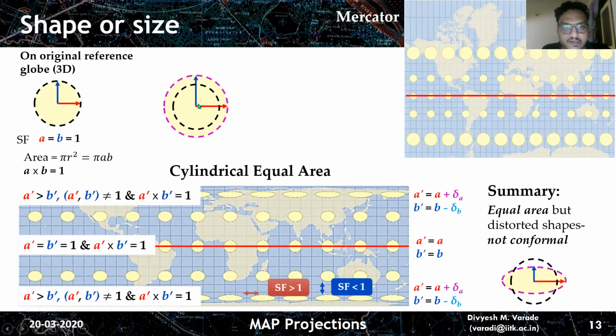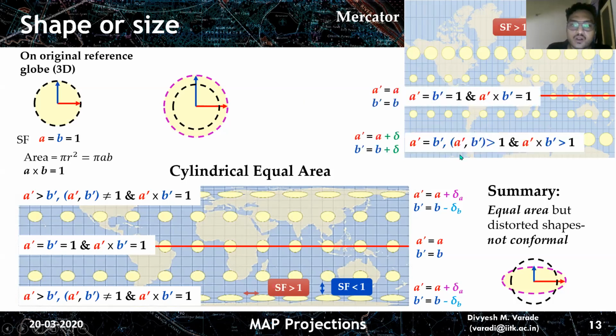So the scale factor has increased both in the north-south direction as well as in the east-west direction. And if you see on the map, the scale factor is greater than 1 in both these perpendicular directions. So if we were to identify this in terms of the new scale factors, near the poles both the scale factors in the north-south direction as well as in the east-west direction are increased by a factor delta. This could be any number depending upon how much it is blown up.